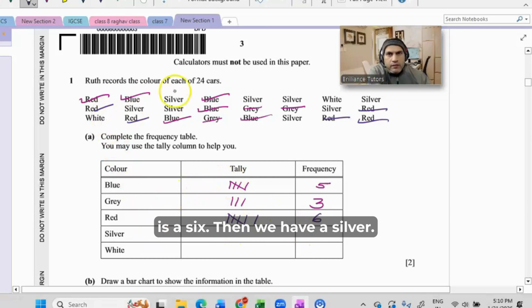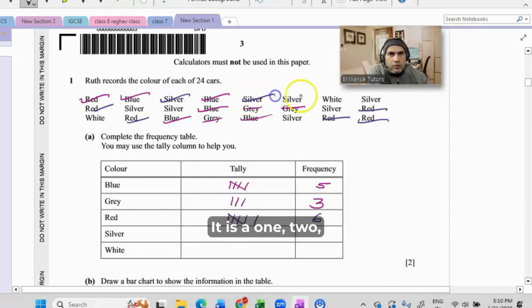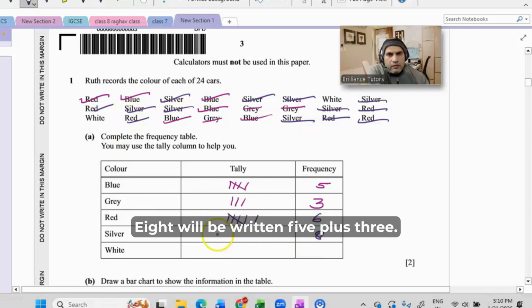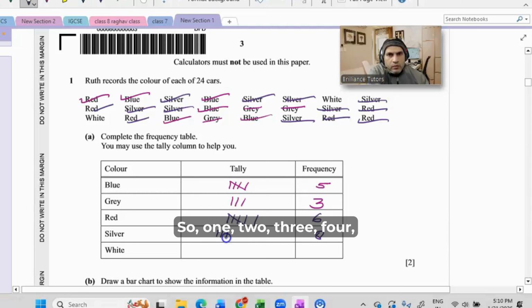Then we have silver. It's 1, 2, 3, 4, 5, 6, 7, 8. So it's 8. 8 will be written as 5 plus 3. So 1, 2, 3, 4, and it's a 5, and 1, 2, 3. It's 8. And then we have white. White is 1, white, and 2. So it's 2. The 2 is written 1 and 2. So this is our answer.